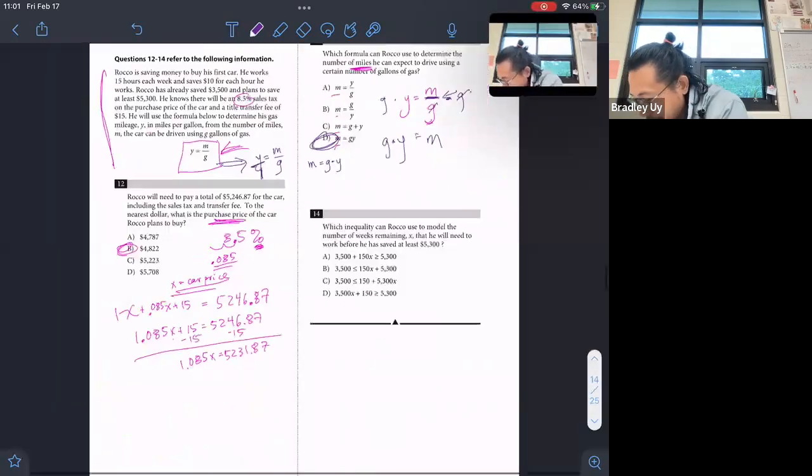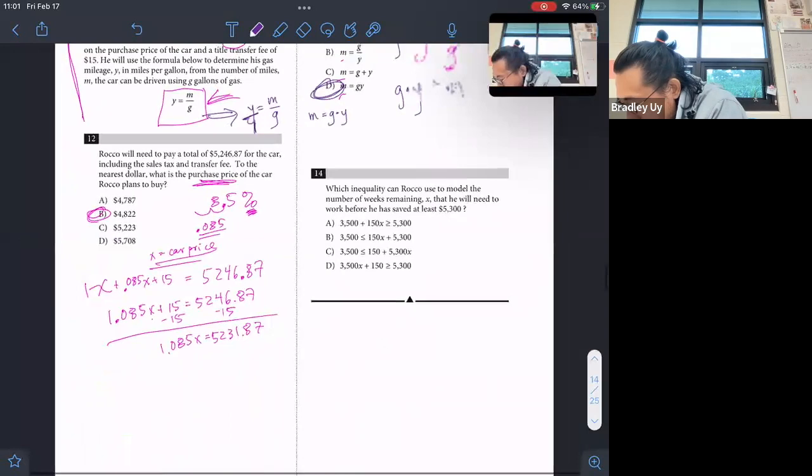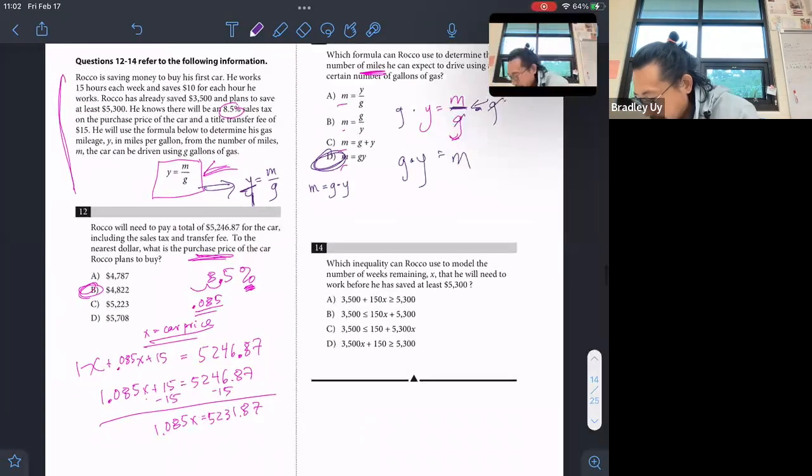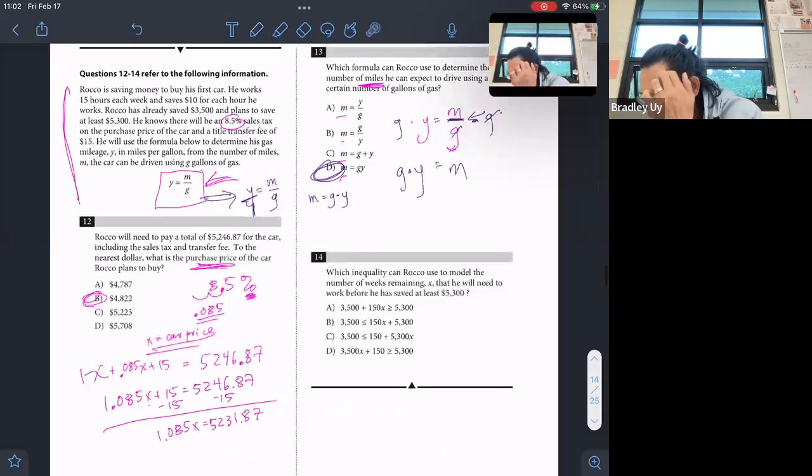Okay, good job. Which of the inequalities can be used to model the number of weeks remaining that he'll need to work before he's saved at least $5,300? Here's the thing. Why is it an inequality? Because he doesn't have to just save $5,300. He could save $8,000. He can save $100,000. He just needs to save greater than or equal to $5,300.